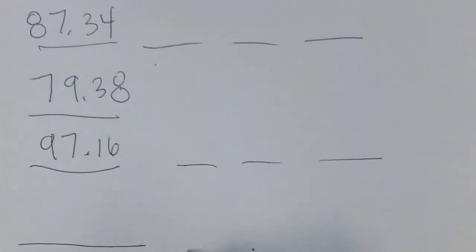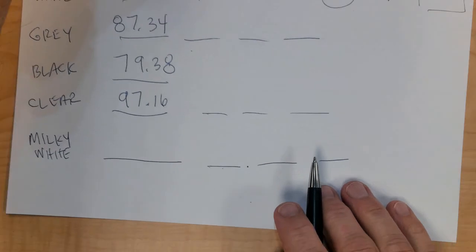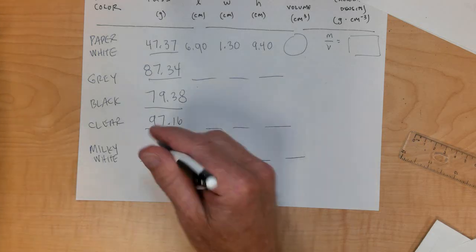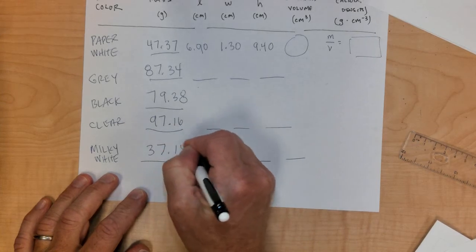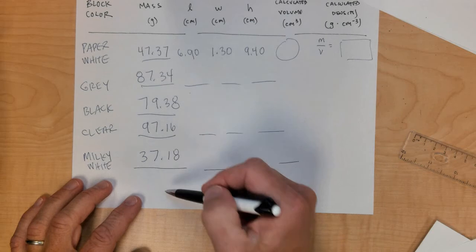All right, so you have the length, width, and height of the Milky White. I'll be right back with the mass of the Milky White. Give me a second. .18 grams for that one. All right, so you have length, width, and height. You have mass for all of them.